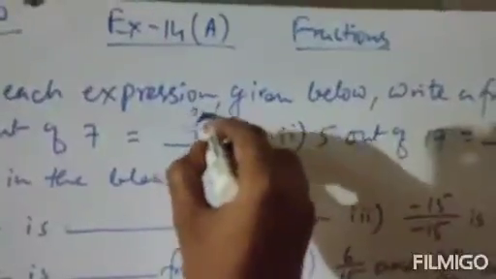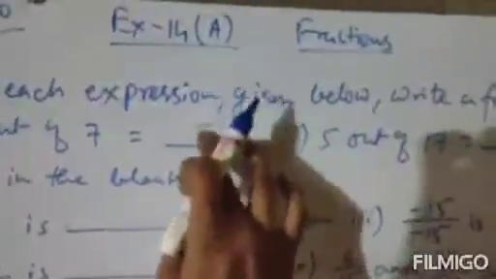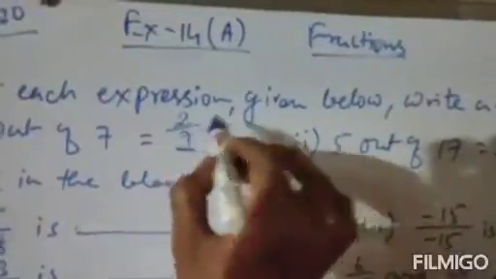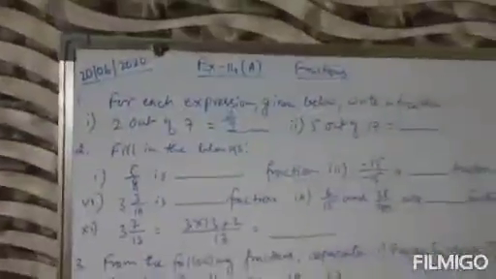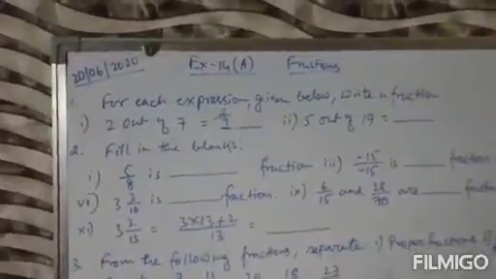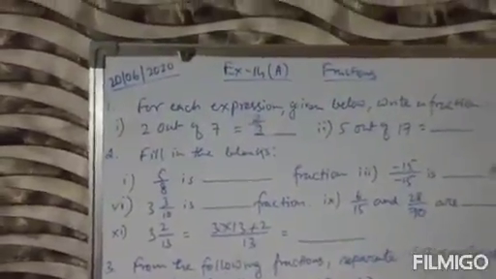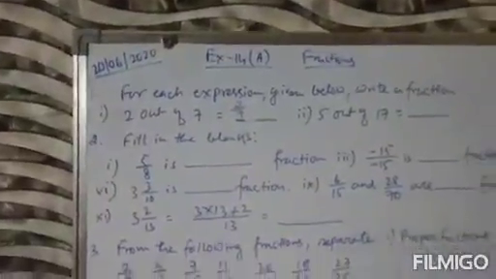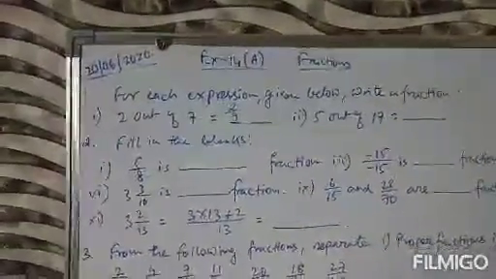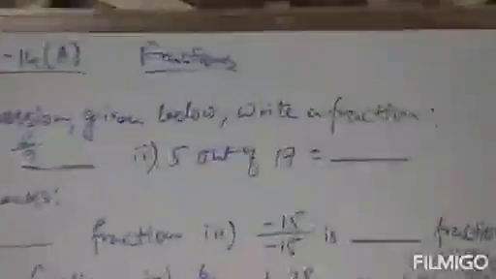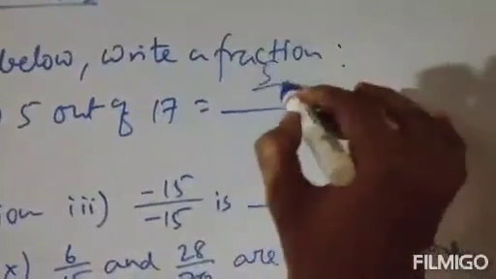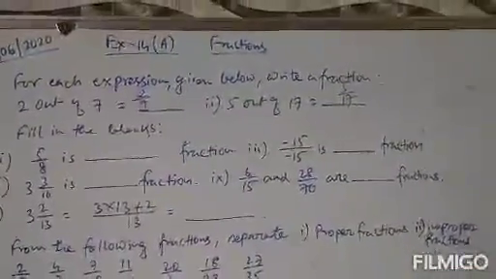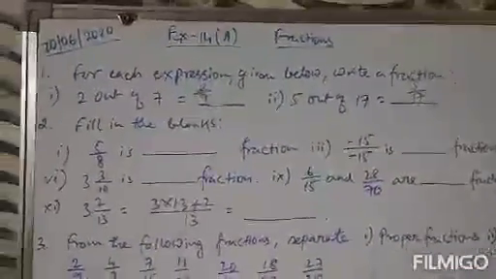Clear? 2 by 7. Because out of 7 means the whole part. So 7 will be your denominator, and of 2 out of 7 you are taking 2 parts, that means 2 will be your numerator. So 2 out of 7 means 2 by 7. Next, 5 out of 17. In the same way, 5 out of 17 means 5 by 17. Because the total part is 17, the whole is 17, you are taking 5 parts, that means 5 by 17.